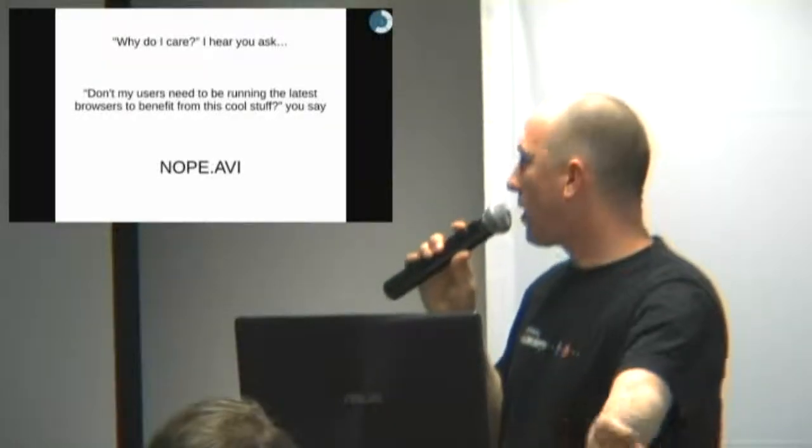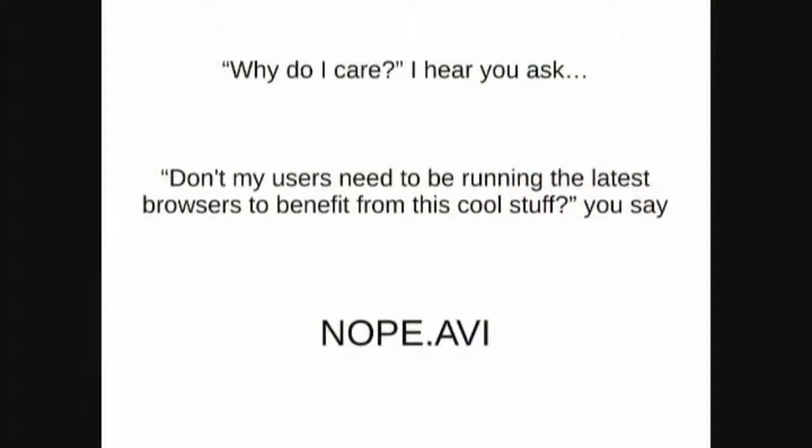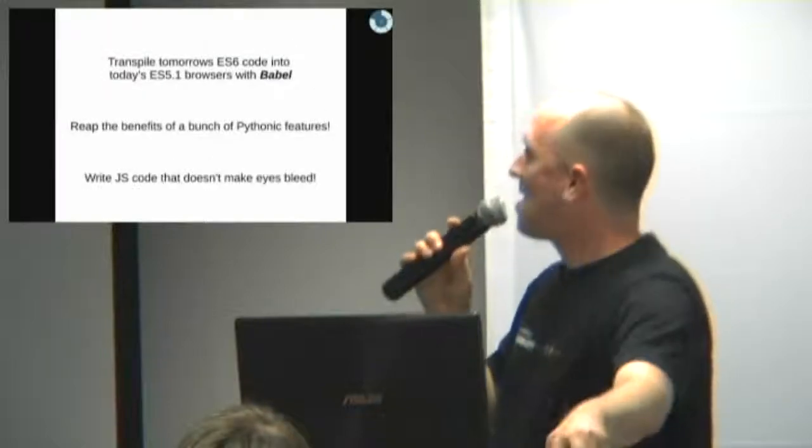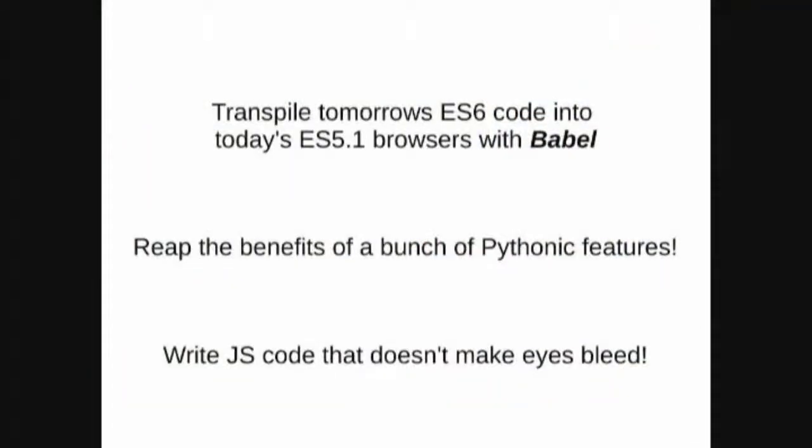So I know you're saying, why do I care? I mean, my users are running IE9. They can't use this stuff. This is not going to be available for another 5 years. Ah, not true. You can transpile ES6 code into ES5.1 browsers using a tool called Babel. There are a couple of other ones around, Traceur, a bunch of them.